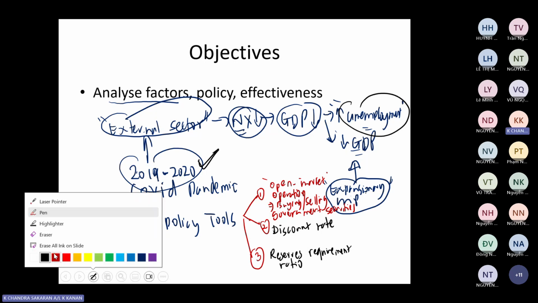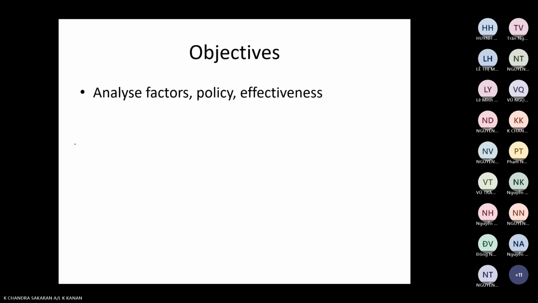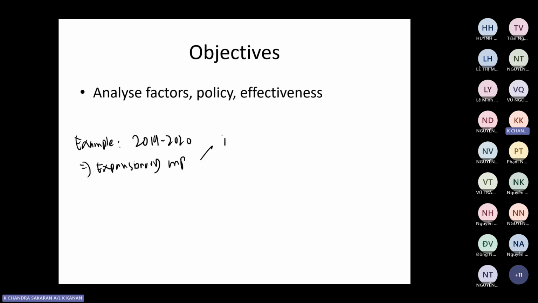Yes, clear. Okay, so for example, during 2019 to 2020, most likely you'll find expansionary monetary policy has been used. So what the central bank may have done is, in the open market, they will buy government securities. Why do they buy government securities?